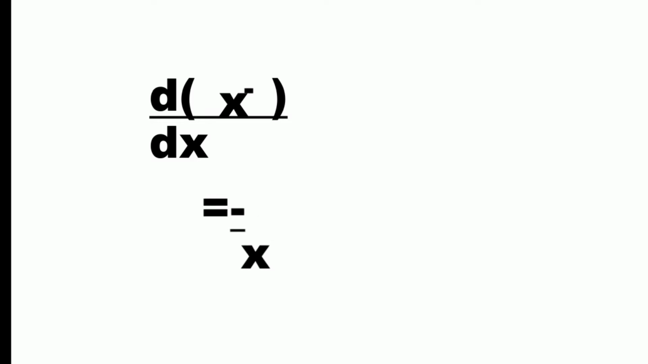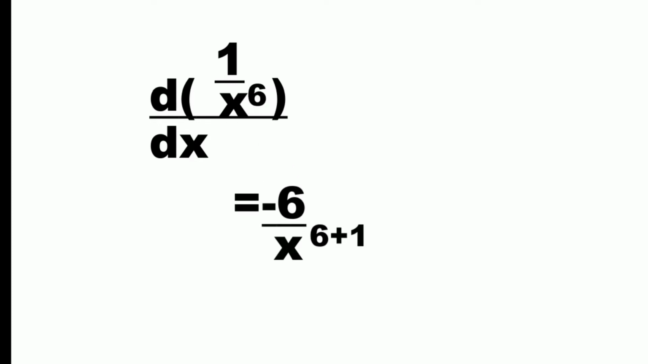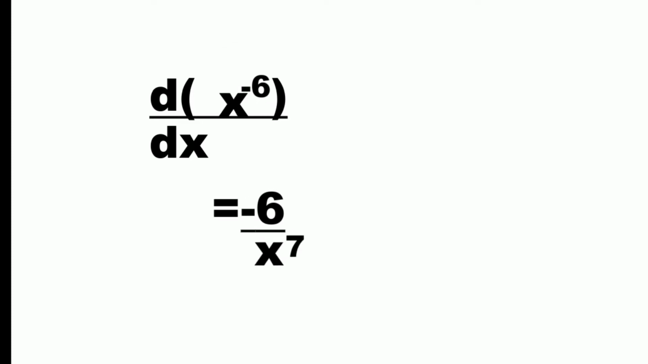But by using the formula we derived, the derivative of 1 over x to the power n is equal to negative n over x to the power n plus 1, we can shortcut the process. For 1 over x to the power of 6, or x to the power negative 6, we have n is 6, so negative n over x to the n plus 1 is negative 6 over x to the power 6 plus 1, and 6 plus 1 is 7, so the final answer is negative 6 over x to the power of 7.